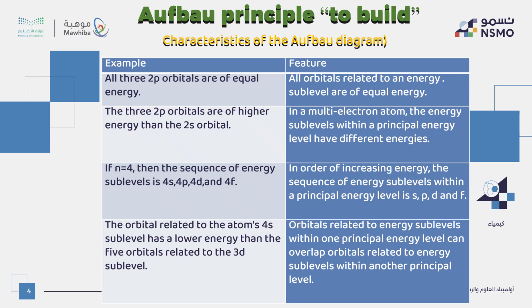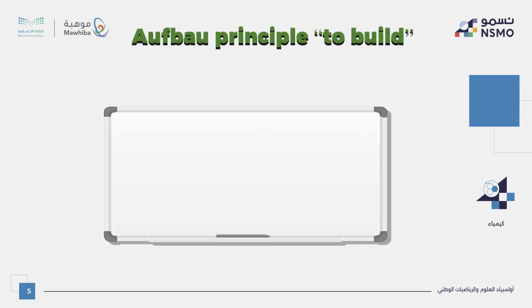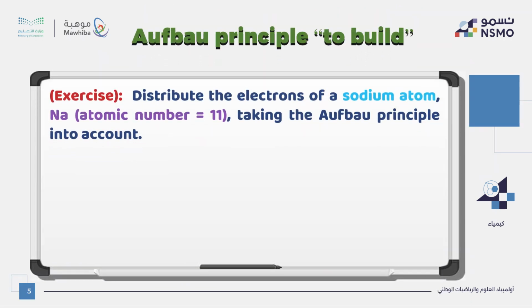This table is essential because it prevents overfilling sublevels and ensures that electron configuration follows the Aufbau principle, Pauli exclusion principle, and Hund's rule. Now, let's move to solve the exercise.